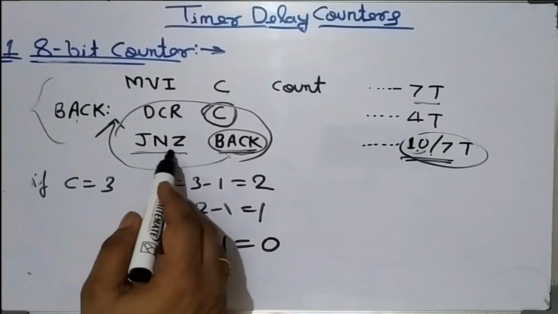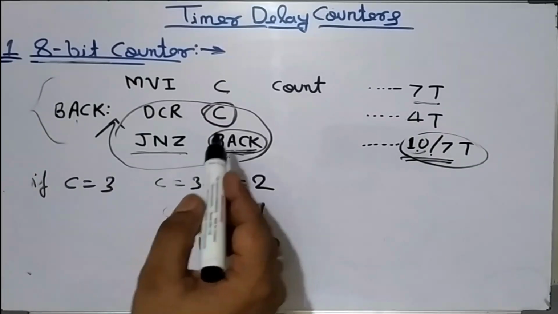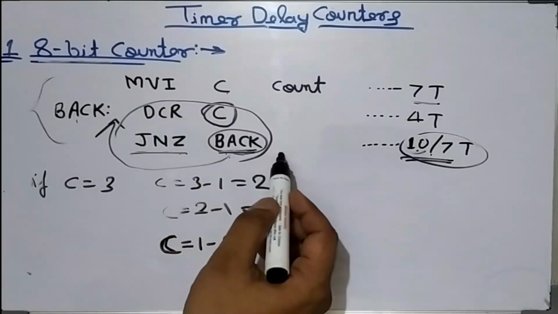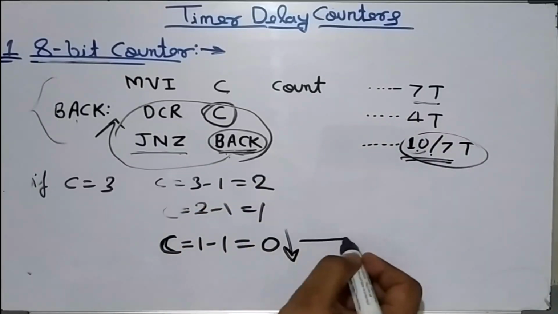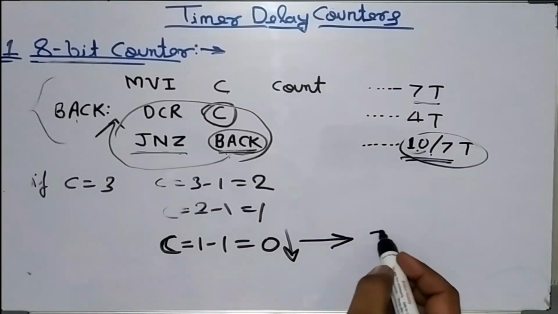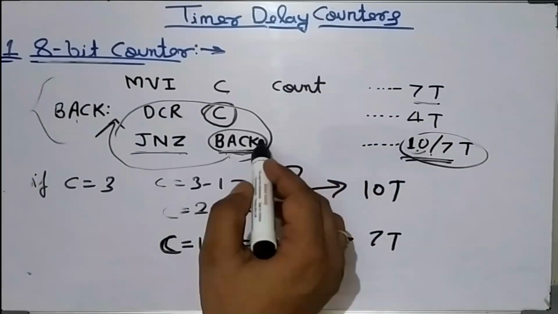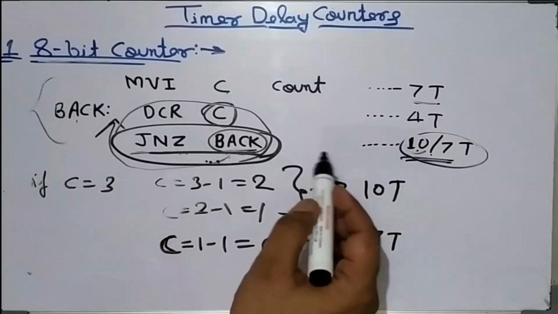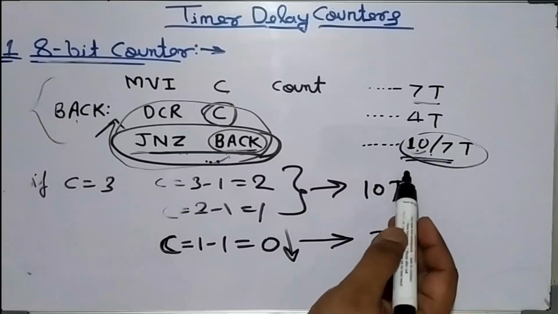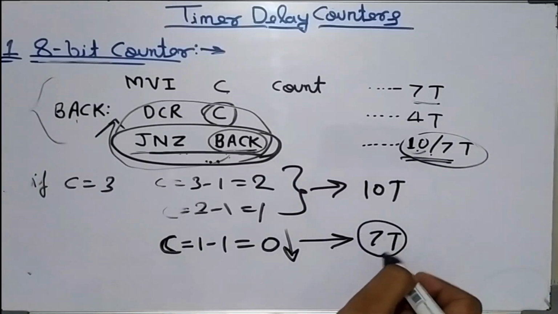And now JNZ back, jump when non-zero, means in this state C is equal to 0 and there will be no further jump. This is the last state. In this last state the time consumption will be 7T and all other loops will consume 10T states only. I am discussing only this instruction. Okay, 10T will be consumed in all loops and 7T will be consumed by the final loop.